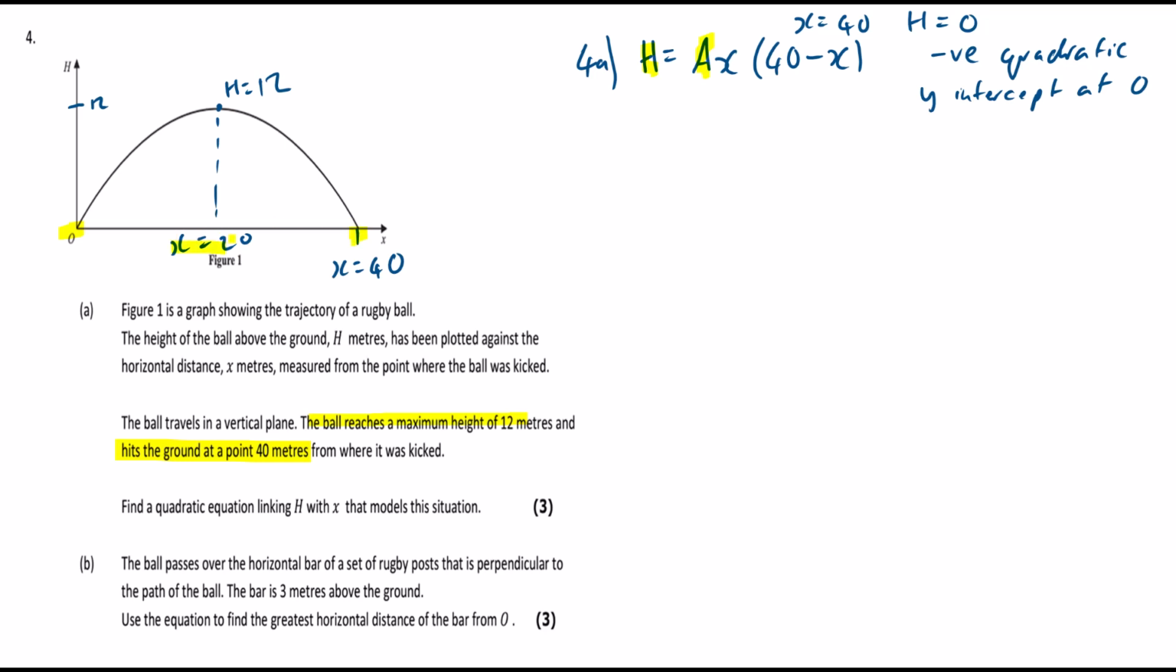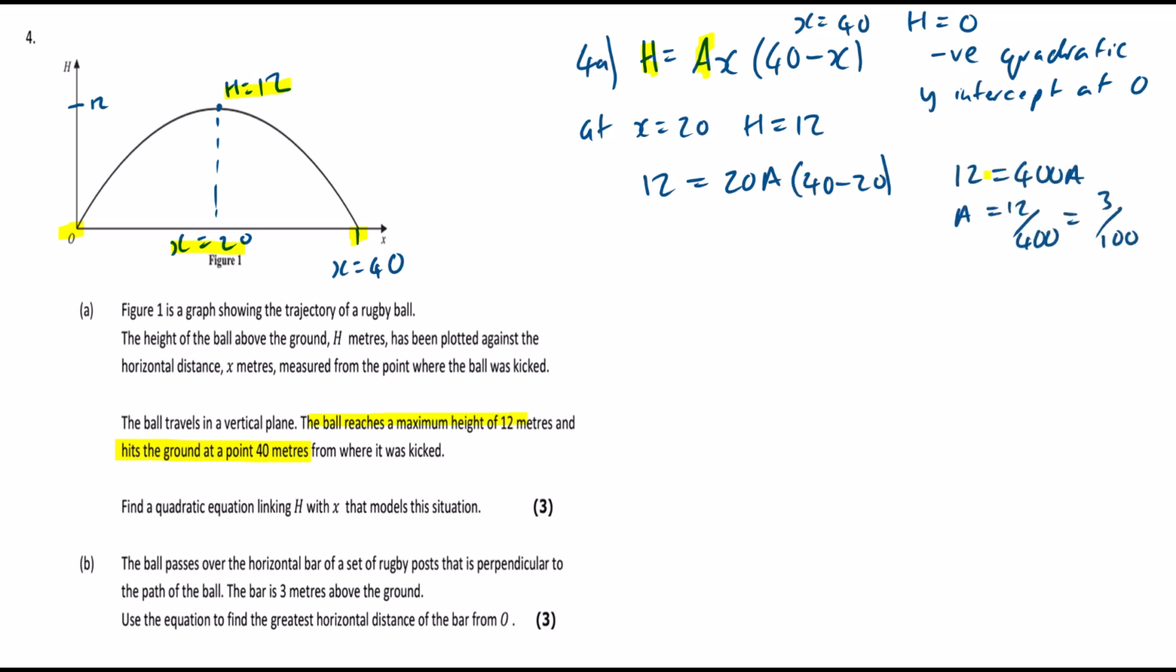So we can use this information we have here and sub it into our formula, and because we only have one unknown, which is A in this case, because we know H and X, we can sub that in and solve. Straight away expand, rearrange and solve for A, like so. So A equals 3 over 100, rewrite the formula, we are done. 3 out of 3 marks. Probably the easiest way to do this question. At part B, same skill, it's just a bit of application.